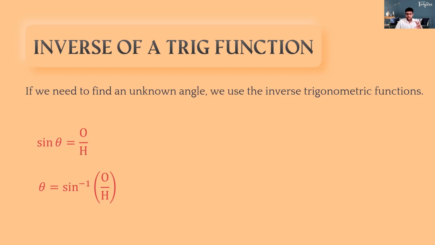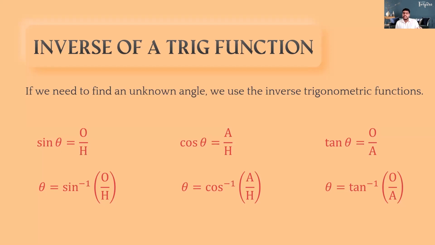For now, I want you to have a look at this closely. Then cos we learned was adjacent over hypotenuse. So to get the angle, you do cos inverse of adjacent over hypotenuse. Similarly, tan is opposite over adjacent. So the angle is tan inverse of opposite over adjacent. So children, on your calculators, above the sine, cos, tan buttons, in yellow most probably, you will have some writing which says sine inverse, cos inverse, tan inverse.